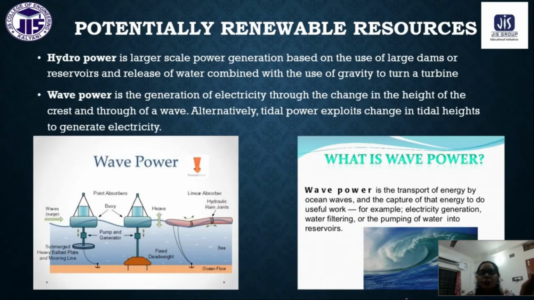Okay, the next is hydropower, that means the water. With hydropower we can use the water for the generation of electricity with the help of a turbine. Okay. Next is wave power. Wave power is the generation of electricity through the change in height, through a wave. This is also a very new concept that we can use as a potentially renewable resource.